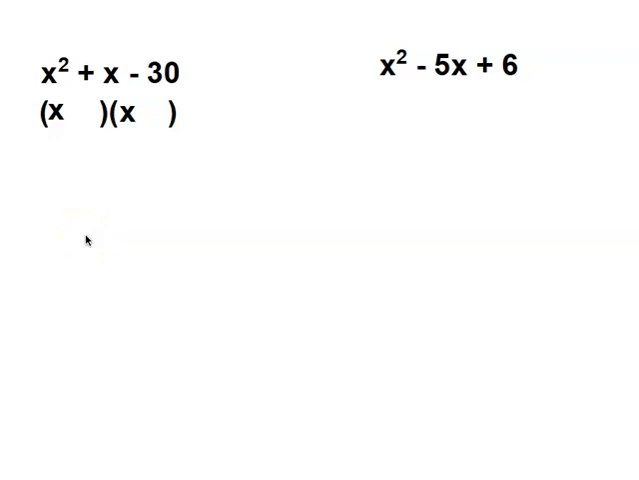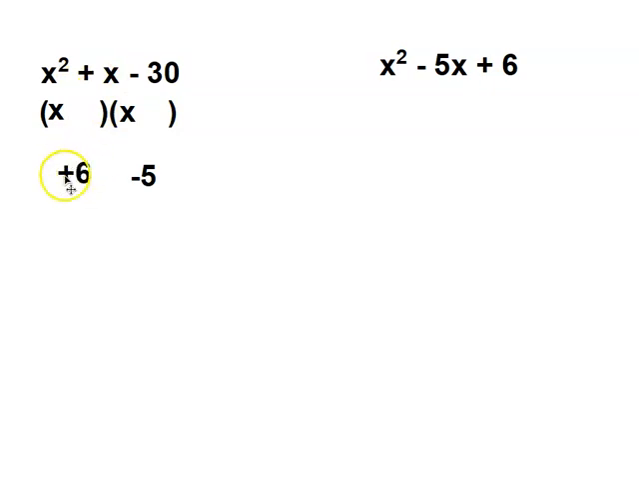So in that last problem, I mentioned everything that multiplies to give you 30. 30 times 1, 2 times 15, 3 times 10, and 6 times 5. Out of those combinations, which ones would subtract to give you a 1? Well, it would be a 6 and a 5. Now, if I had put the plus here and the minus in front of the 6, that would give me a minus 1x. So that's why I need the 6 to be positive.